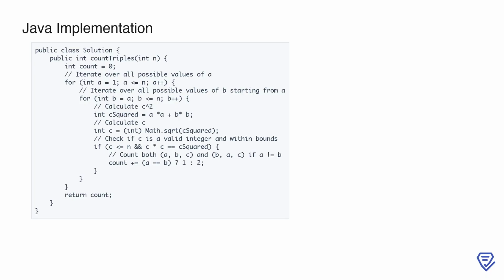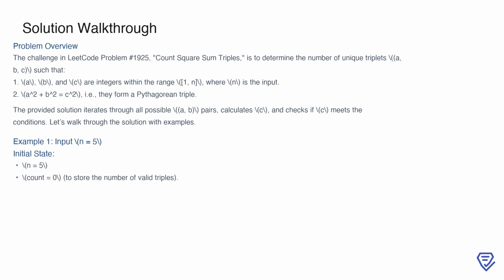and conditionals. In this problem, we are tasked with finding all unique triplets (a, b, c) such that a squared plus b squared equals c^2. These triplets are known as Pythagorean triples, and the integers (a, b, c) must be within the range [1, n], where n is the input. The approach we'll use involves iterating through all possible (a, b) pairs, calculating c as the square root of a squared plus b^2, and checking if c is both an integer and within the valid range.